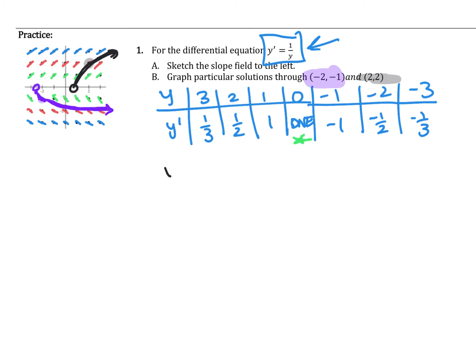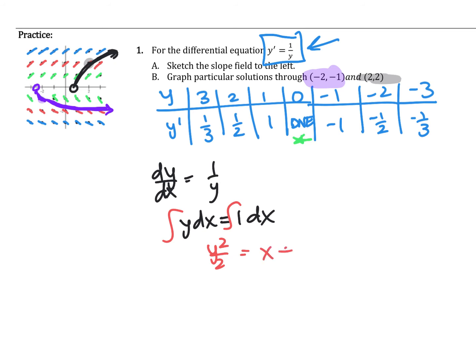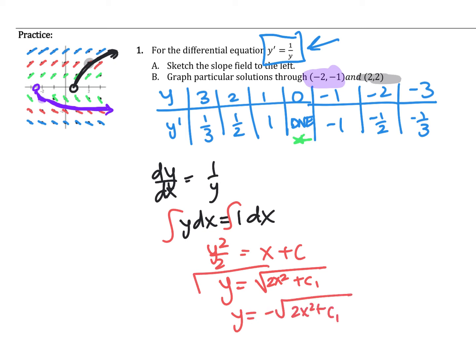We could solve this differential equation. dy/dx is equal to 1 over y. So y dy equals 1 dx. We could integrate both sides as we did in the previous section. So we would get y squared over 2 equals x plus c. And if I solved for y here, I would multiply both sides by 2, and we would get that y is either the square root of 2x plus c1, or y equals negative the square root of 2x plus c1. Which again makes sense.